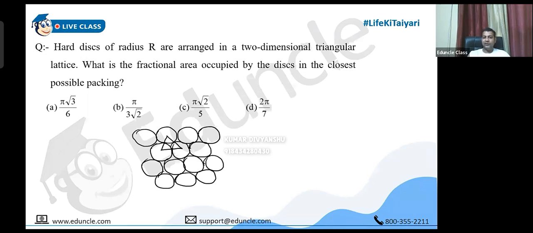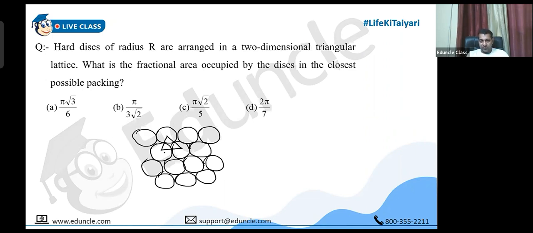So fractional area means packing fraction. There we have been calculating the fractional volume. So here they are asking about the fractional area because it is the 2D case. So they are asking about the packing fraction and fractional area occupied. What if they ask you about the fractional area left? It means the empty one. So then we need to subtract the occupied area from 1. Okay. Now it is very easy.